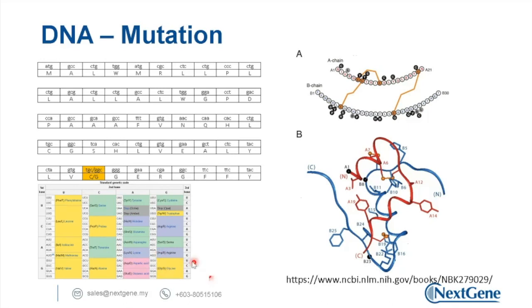Okay, so we know that mutation will cause this, and when we go for DNA sequencing, we know that, oh, there's a SNP, there's a mutation. So what's the significance of this particular mutation?